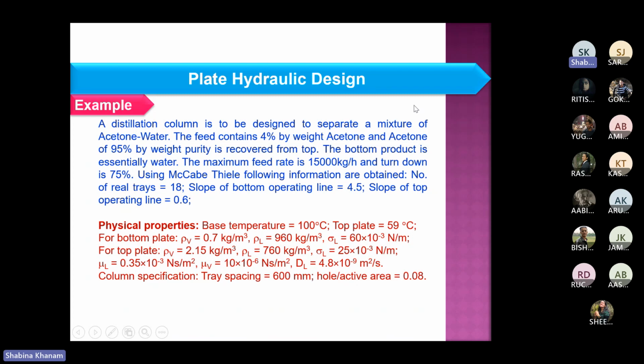We have certain parameters like number of real trays 18, slope of top and bottom operating line, that is given. And here I am having physical properties, okay, depending upon top and bottom temperatures. Okay, and plate spacing we are given as 0.6 meter, hole to active area 8%. And here we can also observe the surface tension, okay, at top and bottom.